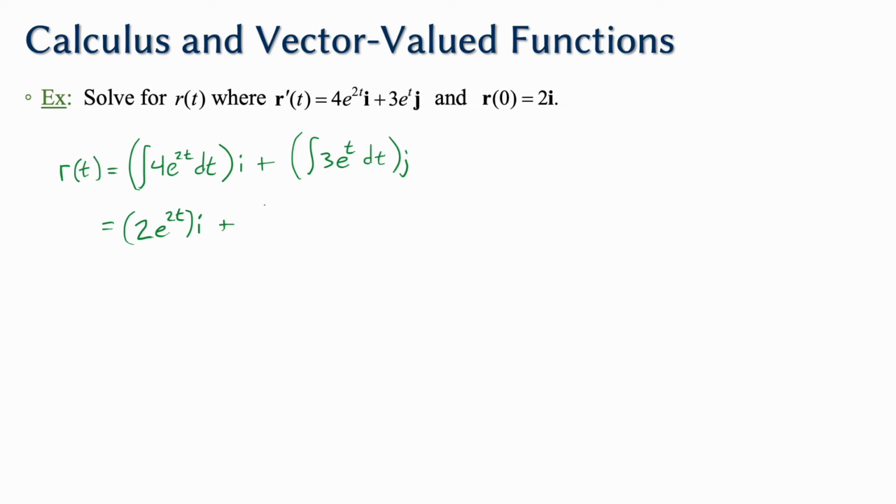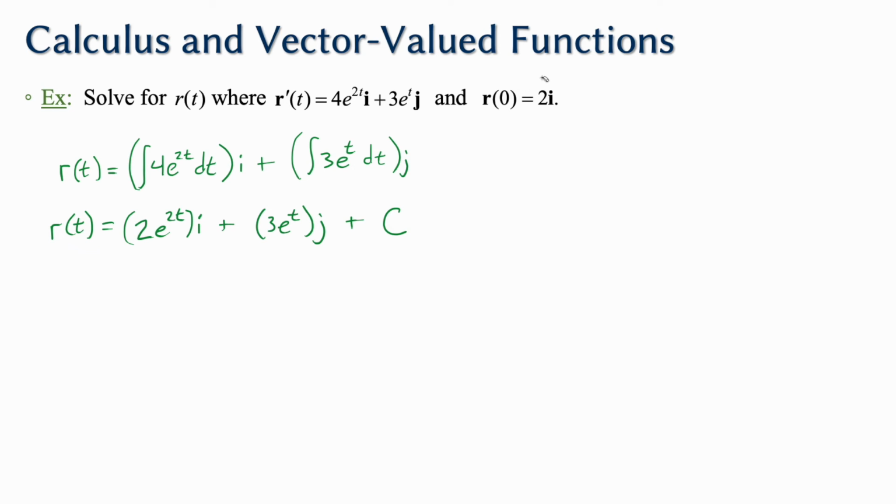So over here, the antiderivative of 3e to the t is just going to be 3e to the t, right? So this is going to be 3e to the t j. And again, because both of them have some unknown constant, we can put those together to be some unknown number. So again, this is our general r of t. So this is our general solution.